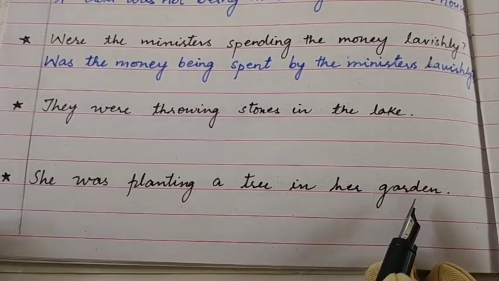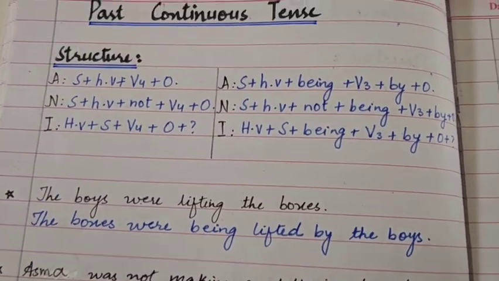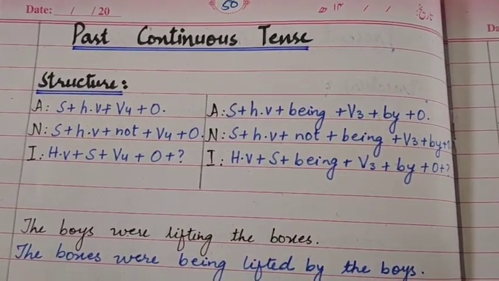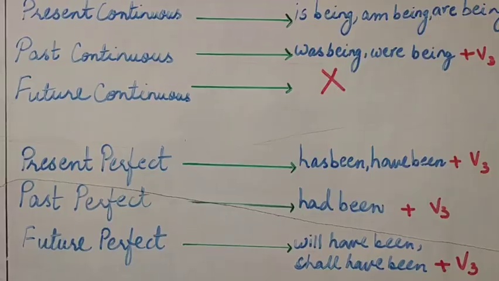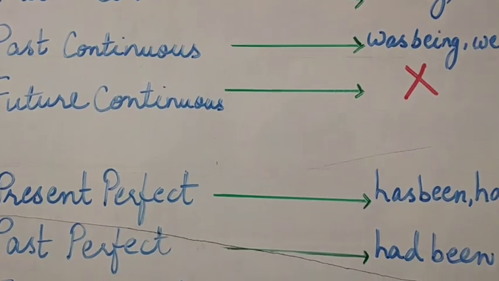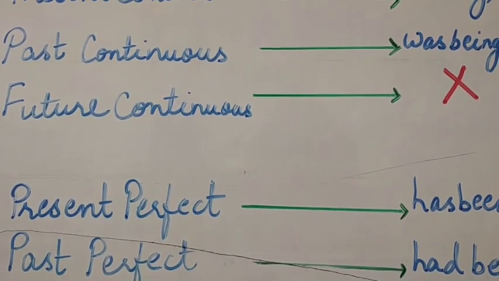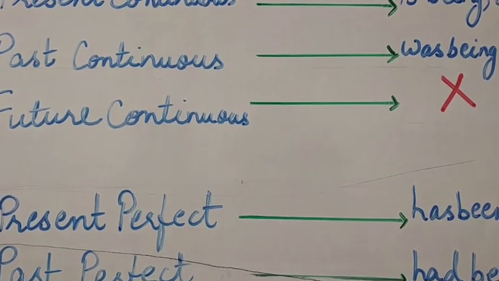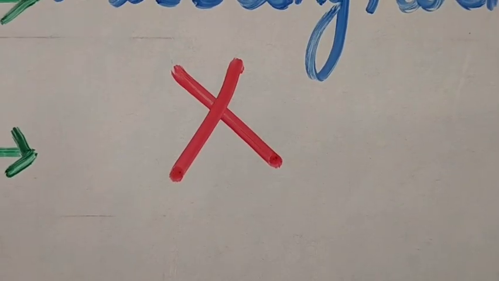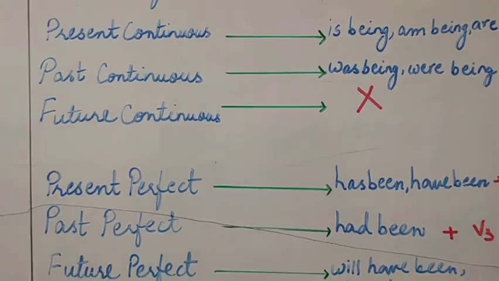Alright, so we have completed this past continuous tense, and now we have to look at future continuous tense. Now girls, if you remember when we were doing rules to change helping verb, I have made it very clear that we do not and we cannot make passive voice of future continuous tense. Alright, so our work up till here is completed.